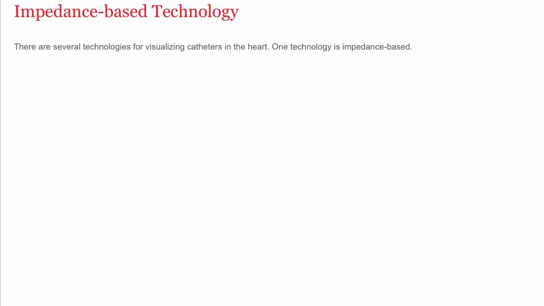There are several technologies for visualizing catheters in the heart, and it's important to have a basic understanding of each. One technology is impedance-based. Remember that impedance means resistance to electrical current. Here's a very simple working definition of how impedance-based technology works.